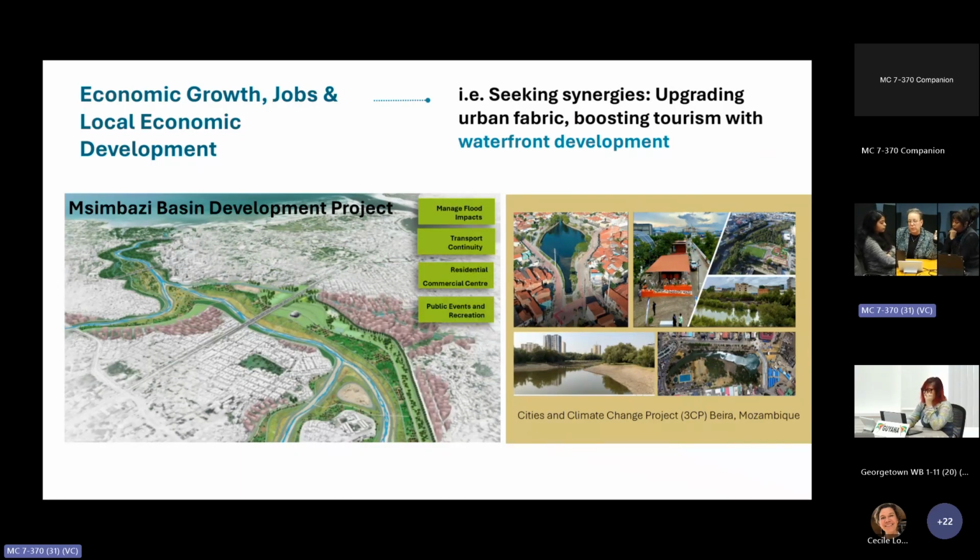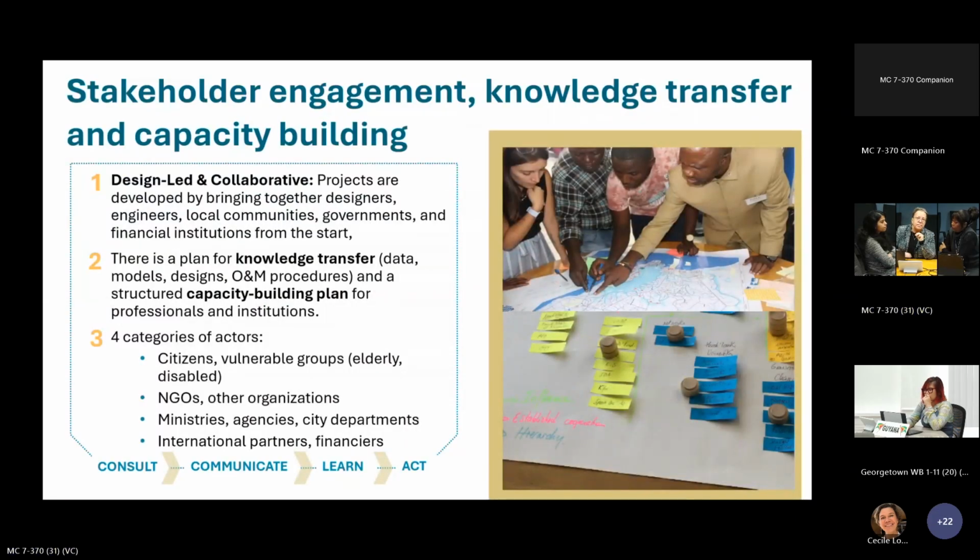We have a couple of projects, for example, one of the ones that we traditionally see is the Missing Bassey project that has elements related with transport, with the generation of residential and commercial centers, and some recreational areas. But none of this works if we don't have the adequate stakeholder engagement.